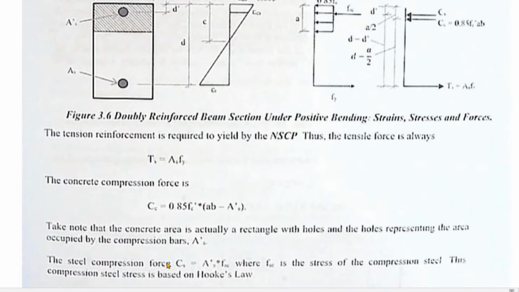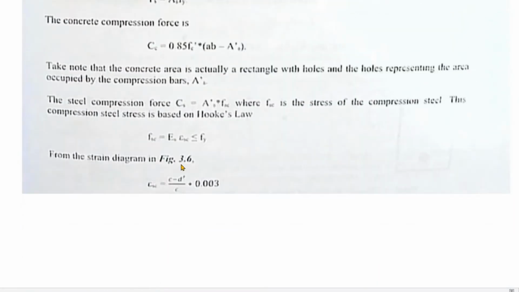The steel compression force Cs is equal to A's times fsc, where fsc is the stress of the compression steel. This compression steel stress is based on Hooke's law. So fs is equal to Es times strain in steel, which should be equal to or lesser than fy. Take note na hindi pwedeng lumampas ng yield stress yung compression steel.